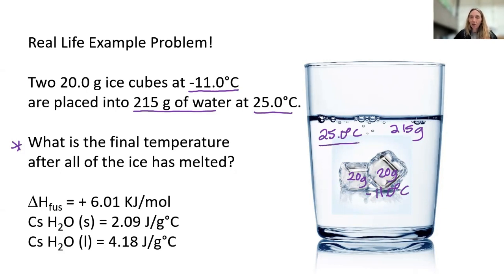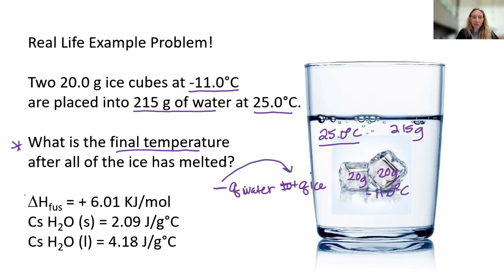So since our water's hotter, the heat is going to flow from the water to the ice, right? Until that final temperature of the ice that started and the water is the same. Okay. And so when we talk about this mathematically, we say negative Q of the water is going to equal positive Q of the ice, right? So that heat is going to go to the ice.